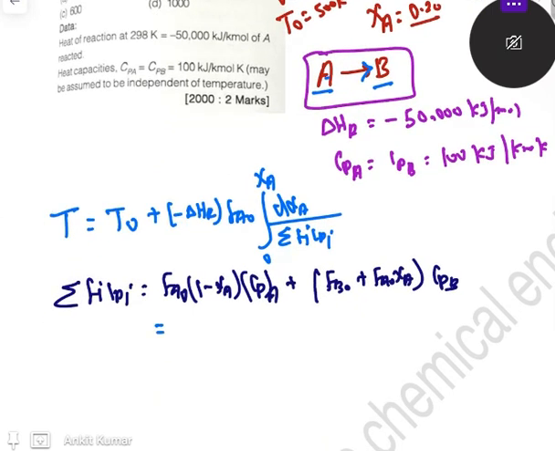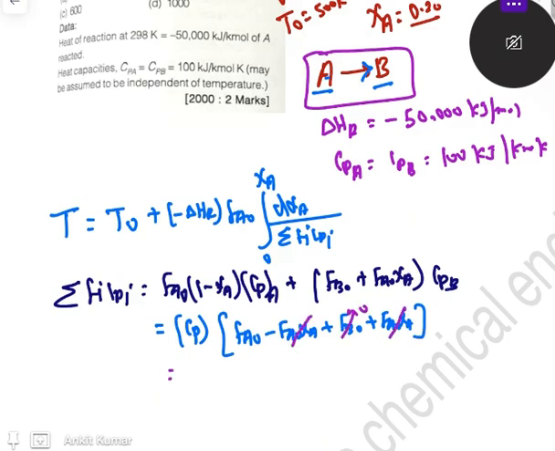So here you can see Cp of A and Cp of B are equal. If I take Cp common, you can say Fa naught minus Fa naught Xa plus Fb naught plus Fa naught Xa. Here Fb naught is 0 and Fa naught Xa will get cancelled out. So finally you will be left with Fa naught and Cp, right? Cp of A and Cp of B are equal, so you can write either of them. Now I'll substitute these things here and I'll get this expression.